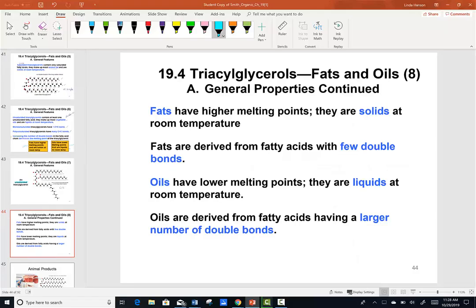Emphasizing physical properties. Fats have higher melting points. They are solids at room temperature. Fats are derived from fatty acids with few to no double bonds. Oils have lower melting points. They are liquids at room temperature, and they are derived from fatty acids having a larger number of double bonds. The more double bonds the structure has, the lower the melting point.